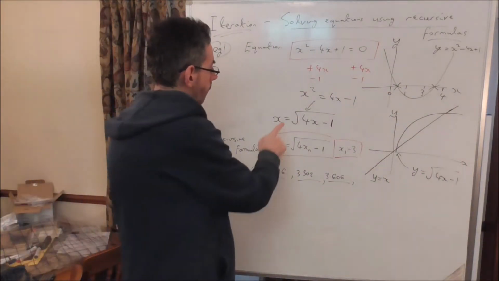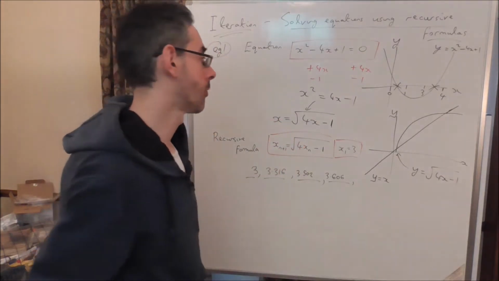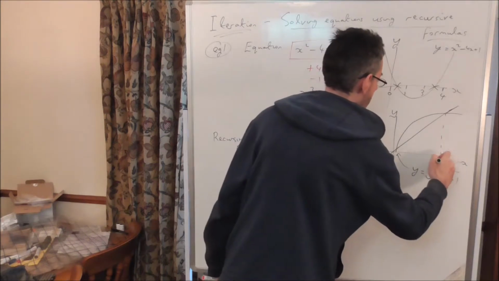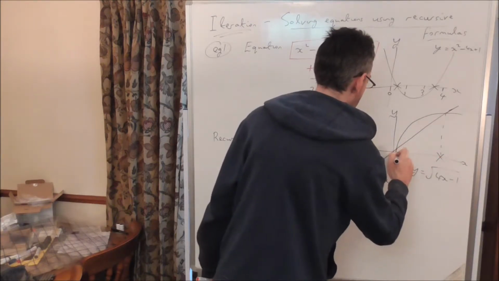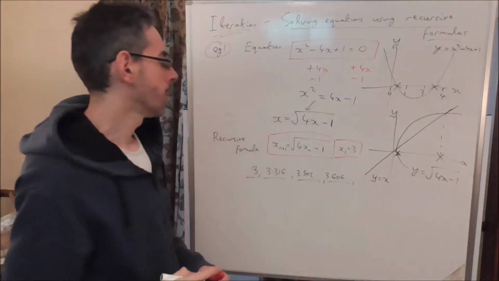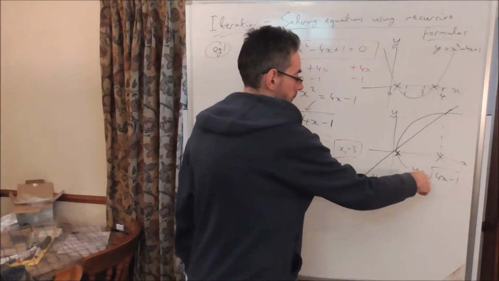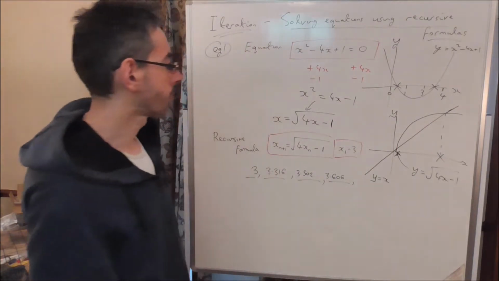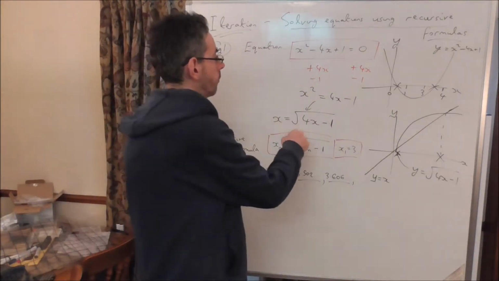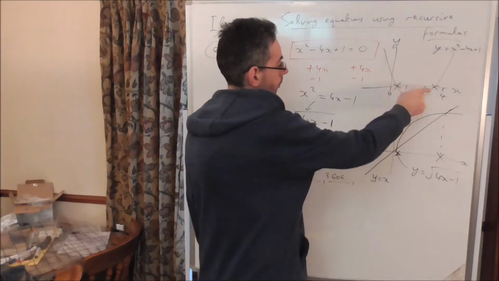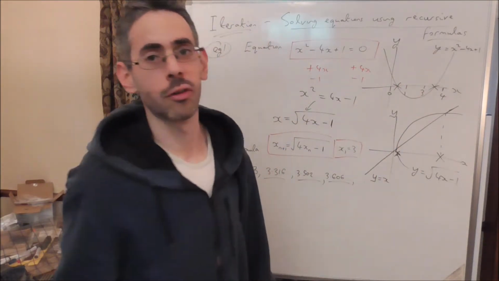And from the sketch you can see that this equation has two solutions because the graphs cross in two places. The solutions are this x value here and this x value here. They're the x values that make the y values the same, that make x equal the square root of 4x minus 1. And actually, because this equation is just a rearrangement of that one, these two x values are the same as those two x values there. They're the same solutions.